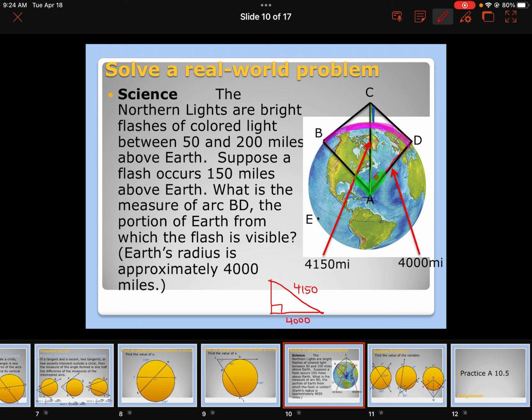And that red dot lives right here. Okay, so maybe I'll just call it x. How could we find x? Would we use sine, cosine, or tangent? Okay, that 4,000, that's our adjacent leg, and the 4,150 is our hypotenuse. So we're going to use cosine. So I'll write this out. I'm going to try to be careful because I know I have more work to do. Cosine of x equals my adjacent over my hypotenuse.